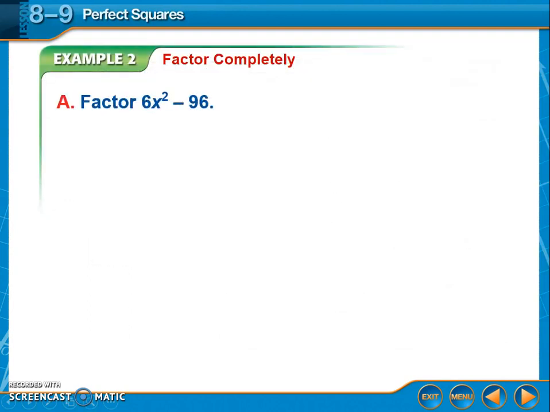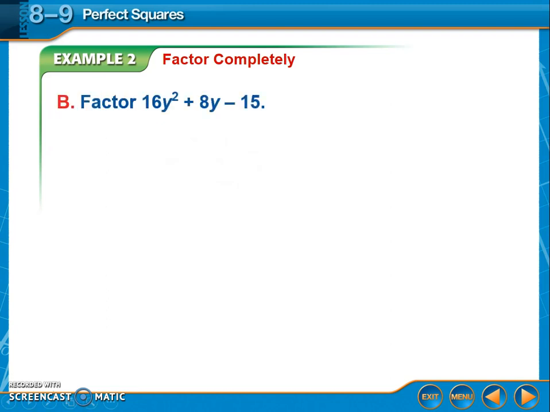When we're looking at this, remember, the first step is always pull out any common factors. I want to see if 6 goes evenly into 96. It does, 16 times. So if I pull out 6, my greatest common factor, I get x squared minus 16. Now this is a difference of squares, because this is a perfect square and that's a perfect square, and you're subtracting them. So what we did in the last lesson, this is going to be (x minus 4)(x plus 4). Now that thing is factored completely.